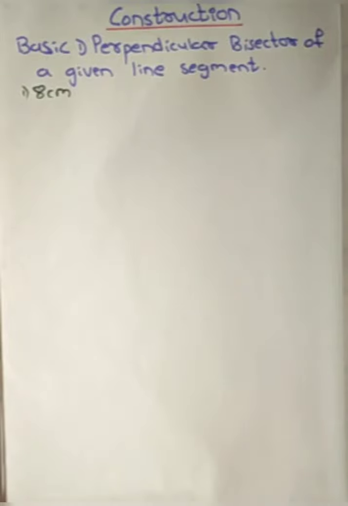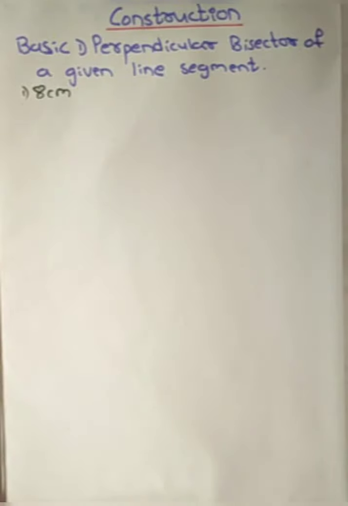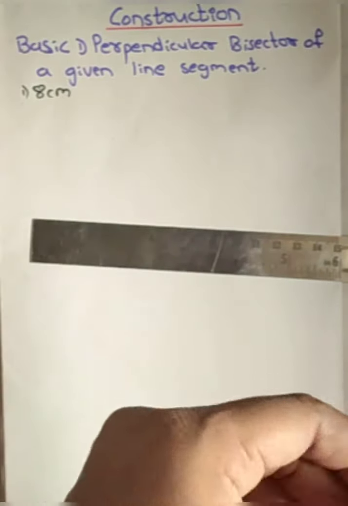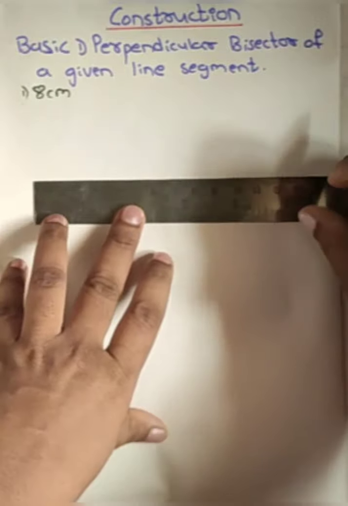Hello students, before going to the new chapter construction, first we will learn some basic concepts here. First concept is perpendicular bisector of a given line segment. So first I will show you how to draw a line segment and how to draw a bisector of that line segment. First I will take here 8 centimeter.